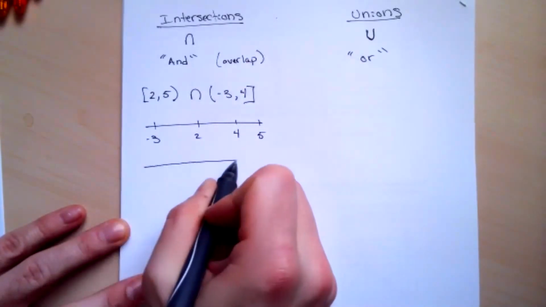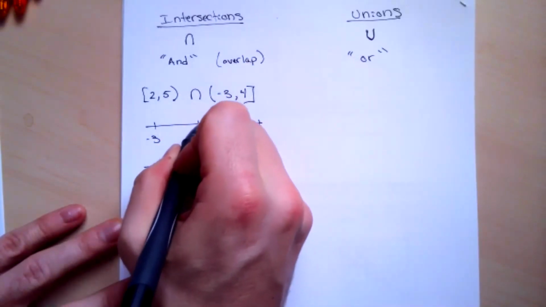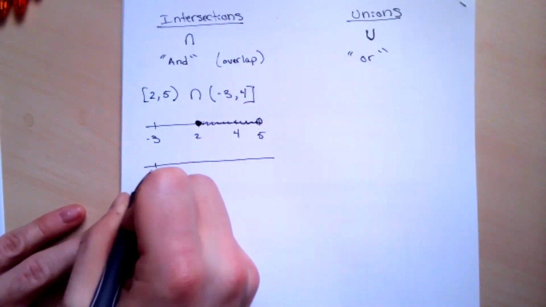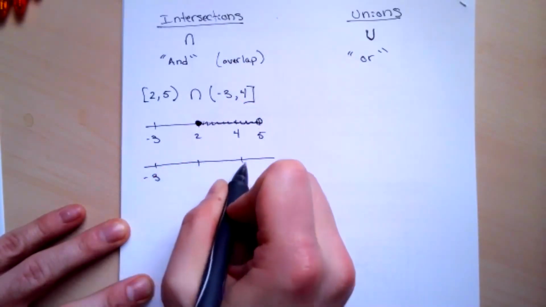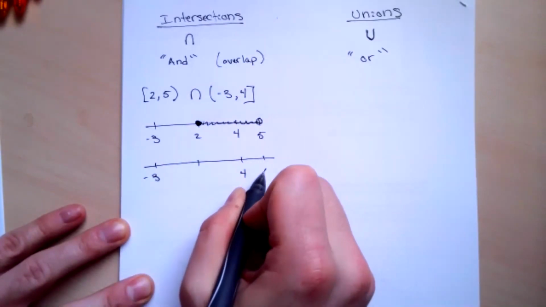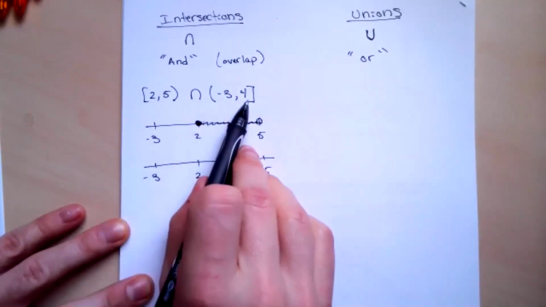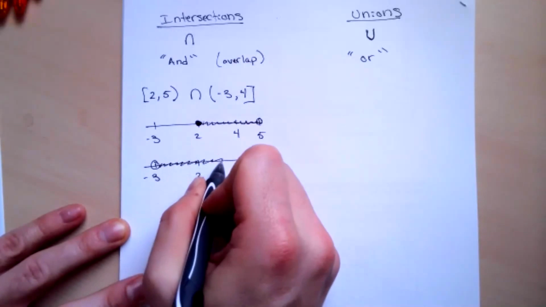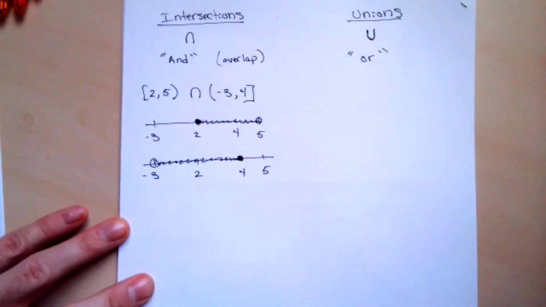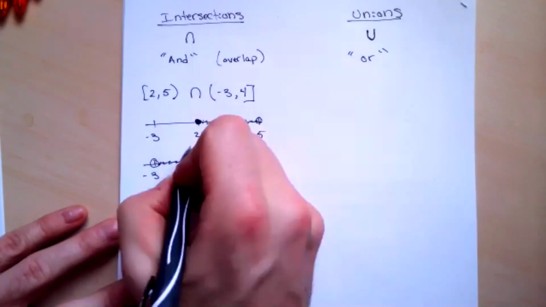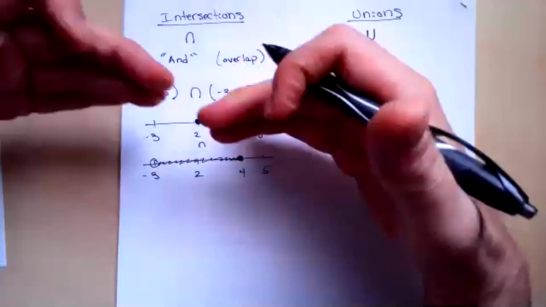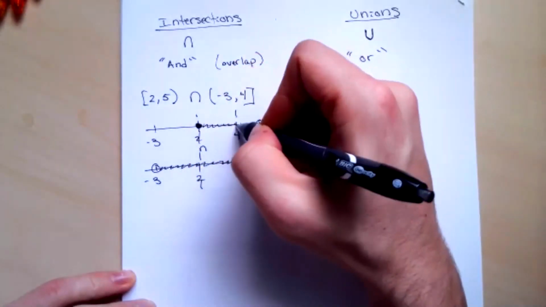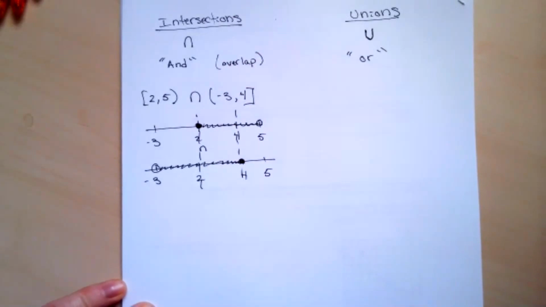So let's draw two of these guys. So 2 to 5 was this part. Minus 3 to 4 is going to be that part there. Intersection means we kind of want to just smash these together and see where they overlap. So it's only going to be on those two intervals.